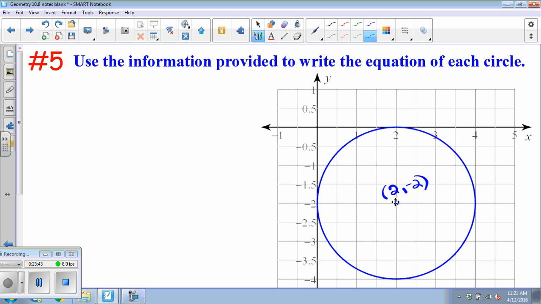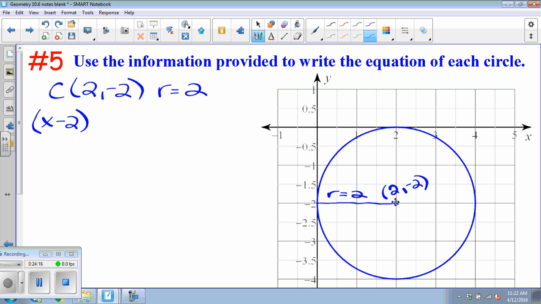Now, when you go to pick out your radius, be careful what each hash mark represents. Don't let that trick you, okay? So the center is (2, -2). My radius, each hash mark represents a half a unit. So that's 1/2, 1, 1.5, 2. So my radius is 2. So tell me what that equation looks like. (x - 2)² + (y + 2)² = 4. Very good.